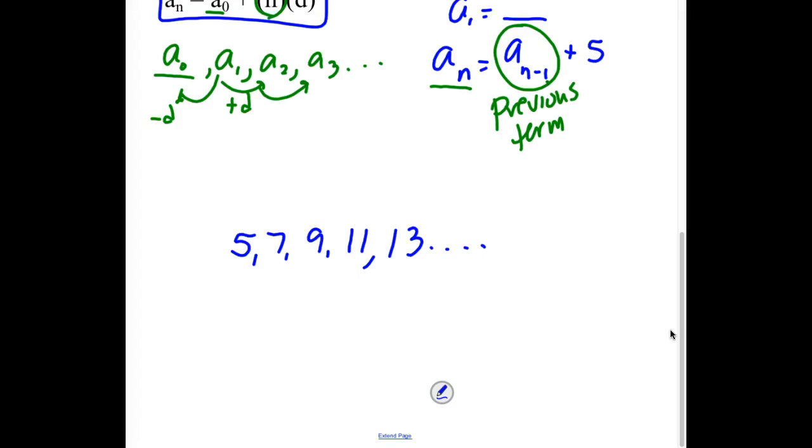Sometimes it's obvious. You can just look at the numbers and know what it is. If it's not as obvious, or if you have to verify it, your d value is always going to be a term minus the one that was right in front of it. For example, the 2nd minus the 1st, or the 4th minus the 3rd. So if I did that with this example, I'd have 7 minus 5. My common difference is 2.